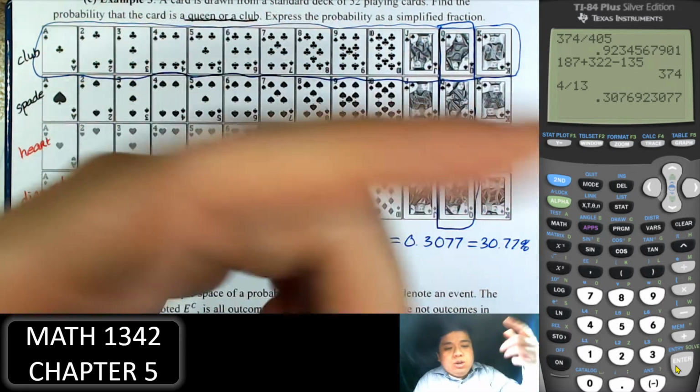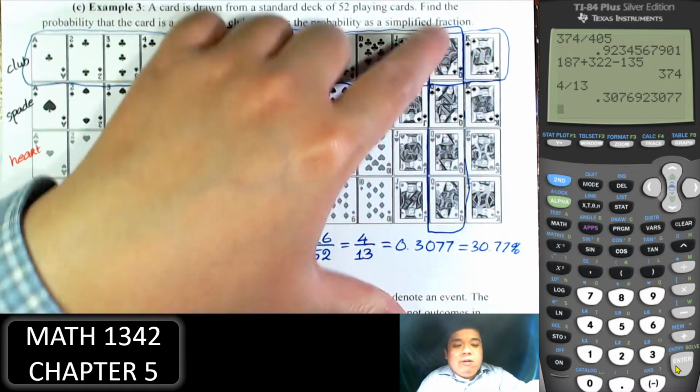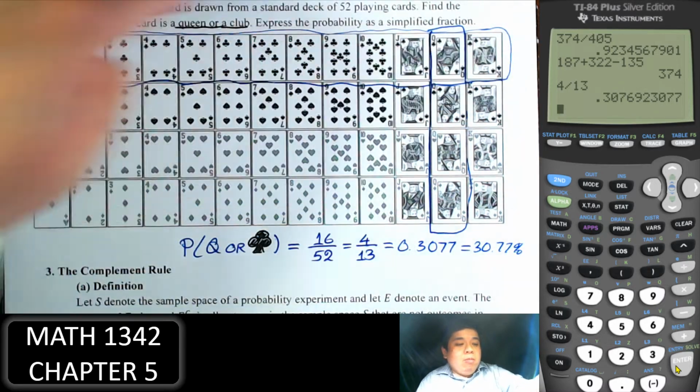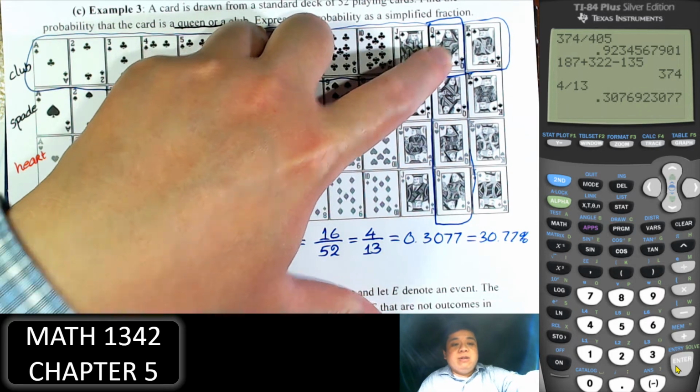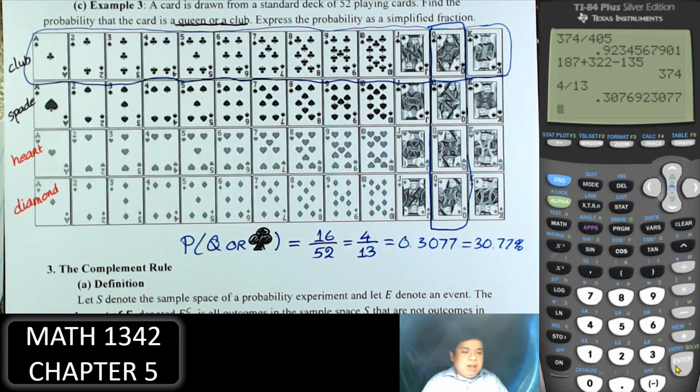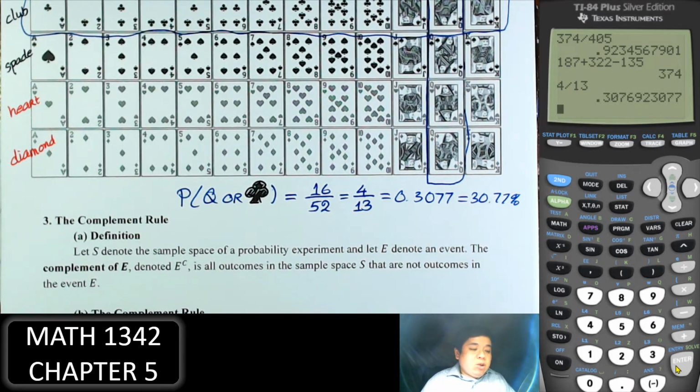Or always use the general addition rule: 4 out of 52 plus 13 out of 52 minus the one that's both, which is 1 out of 52, and it's the same thing. Right, next what we have is called the complement rule.